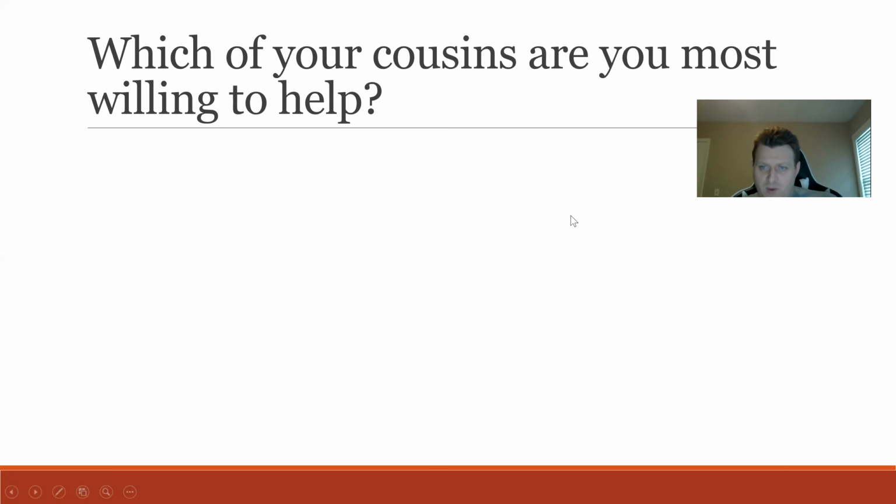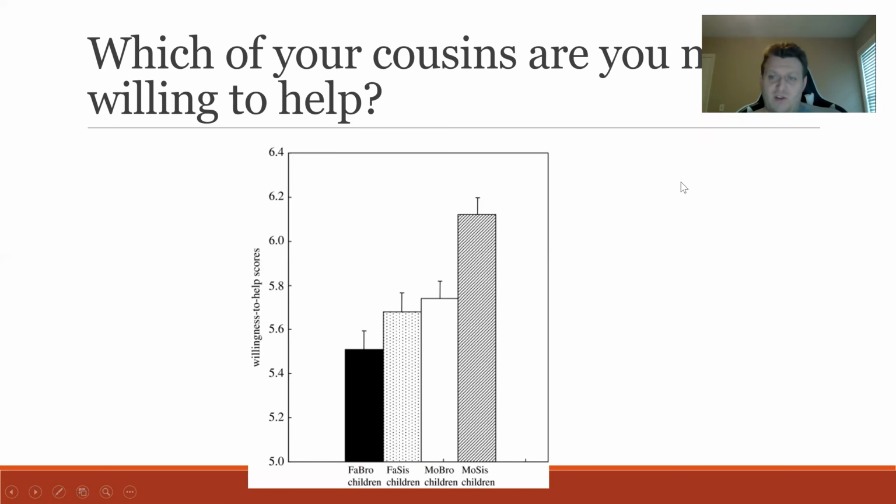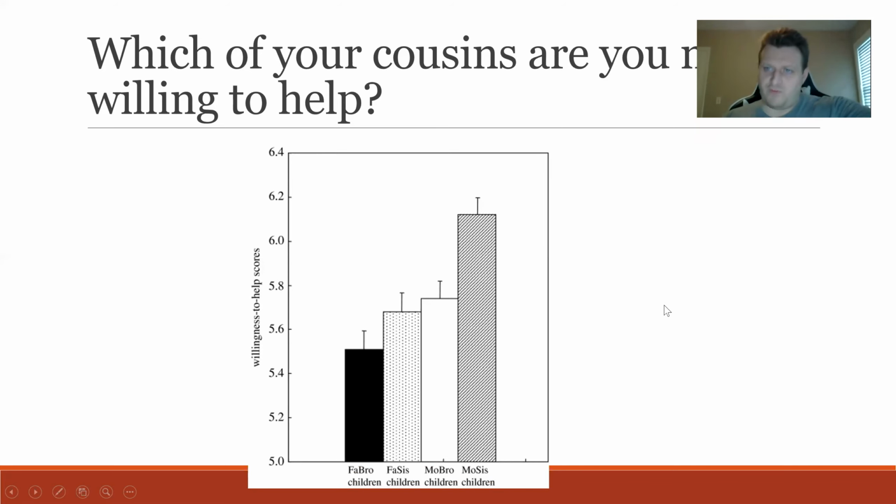Let me show you what the data suggests. The data suggests that you're likely to help out your mother's sister's children, those first cousins, much more than you are your father's brother's children. Why is this the case? Let's give the evolutionary explanation of this first. If you are a female, you are 100% certain that the kid is yours. The kid comes out of you, that's your kid. There's no chance that is not your kid. So your mother's sister's kid, you are very certain that kid is related to you. So it makes sense to help them because they have similar genes to you.